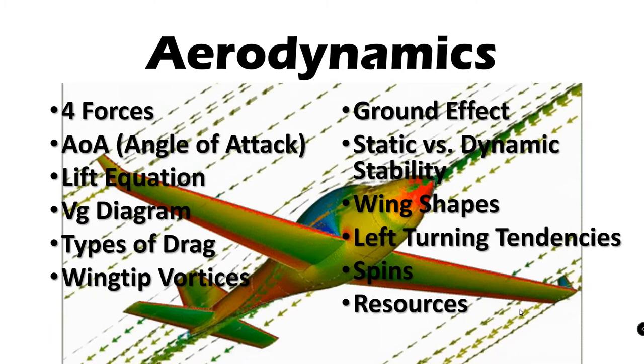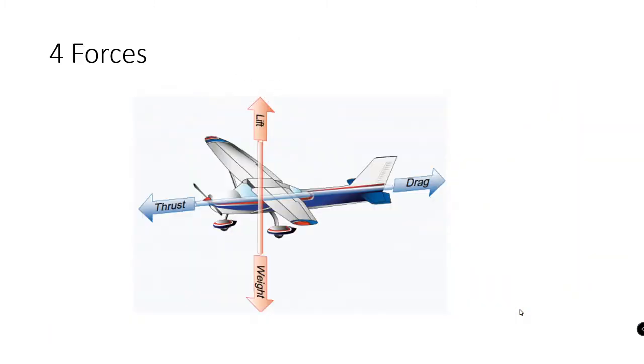So the four forces. As we all are very familiar with the four forces, we've got thrust, lift, drag, and gravity. I like to use gravity because it doesn't change. Gravity is 9.8 meters per second squared. Weight actually can change, so I like to use gravity instead of weight. But anyway, going to the board really quick.